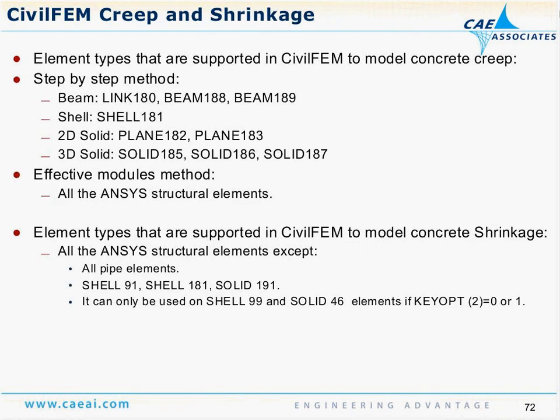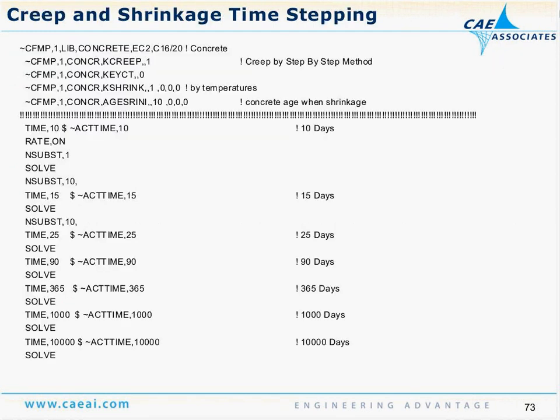In terms of availability of different element types, if we're doing the time marching step-by-step method, then since CivilFEM is leveraging the creep capabilities in ANSYS, it's using the explicit or the implicit creep capabilities that are hooked into the 180 series elements of ANSYS. If we're using the effective modulus method, it doesn't matter. It's really applicable to all the ANSYS element types.